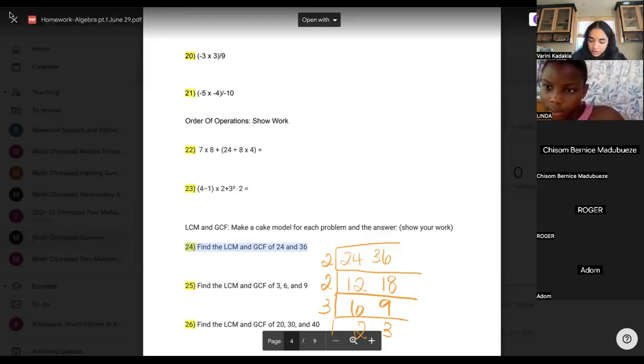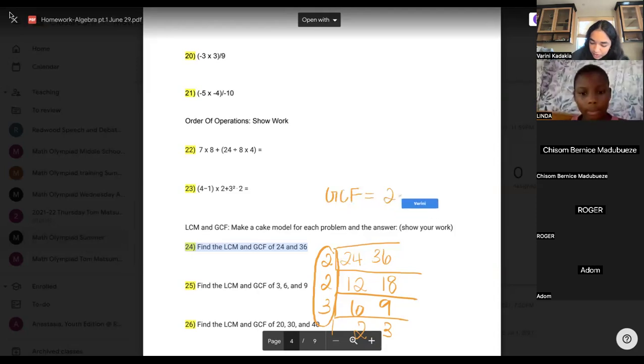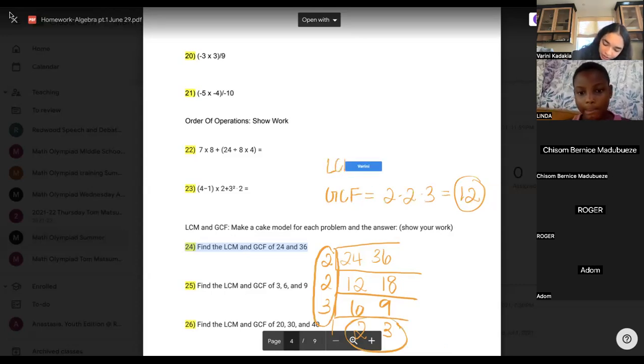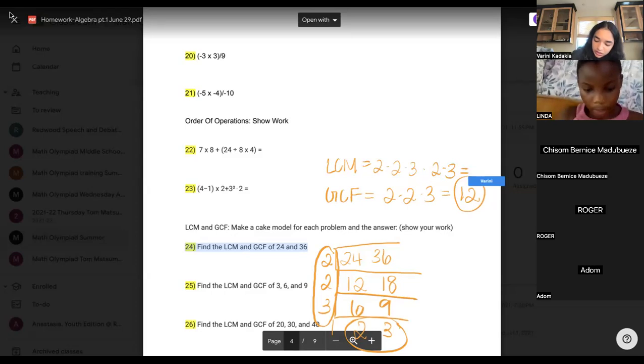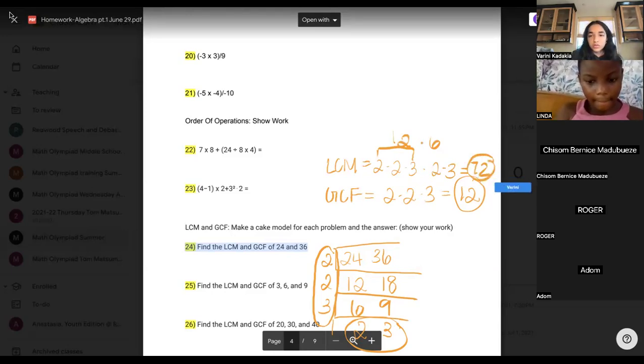GCF, if you remember, is just multiplying all the numbers on the left together. So our GCF will equal 2 times 2 times 3, which equals 12. And our LCM will be all the numbers on the left times the numbers at the bottom. So our LCM will equal 2 times 2 times 3 times 2 times 3, which gives us 12 times 6, or 72.